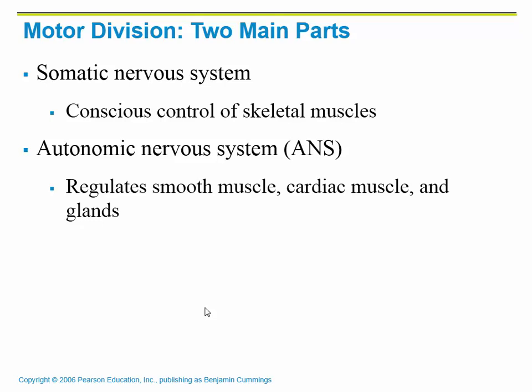Then within the motor division, we have two main parts. One part is going to be voluntary or consciously controlled, and the other one is going to be involuntarily controlled. So you know that when we're talking about the motor division, that is when we're bringing the message from the brain or spinal cord to an effector, we have different kinds of muscles. So the somatic nervous system is going to be controlling the skeletal muscles, because skeletal muscles are voluntary muscles. Then we have another part, the autonomic nervous system, and that's going to regulate your involuntary muscles and your glands. So these are the ones that you don't have to consciously control.